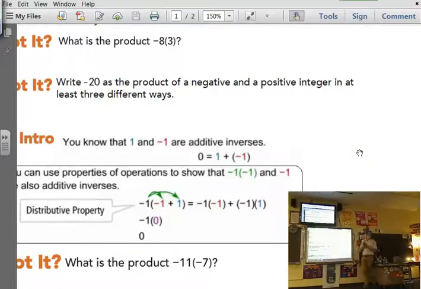Write negative 20 in 3 or more different ways using one positive and one negative integer. Integer, so don't get crazy. No fractions, no decimals. Integer values. One positive, one negative. 3 different ways, at least. Done.